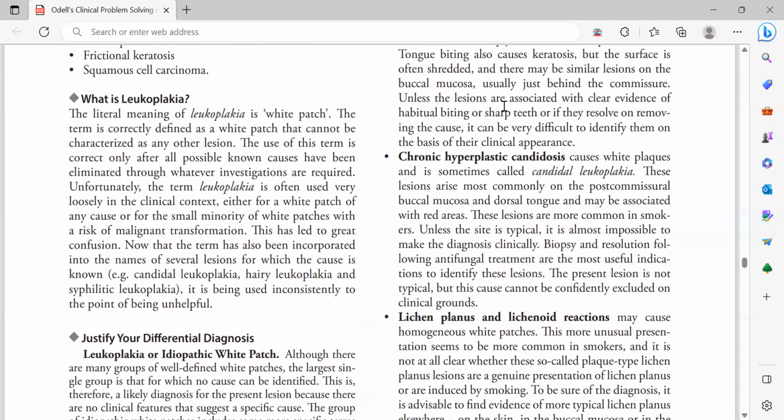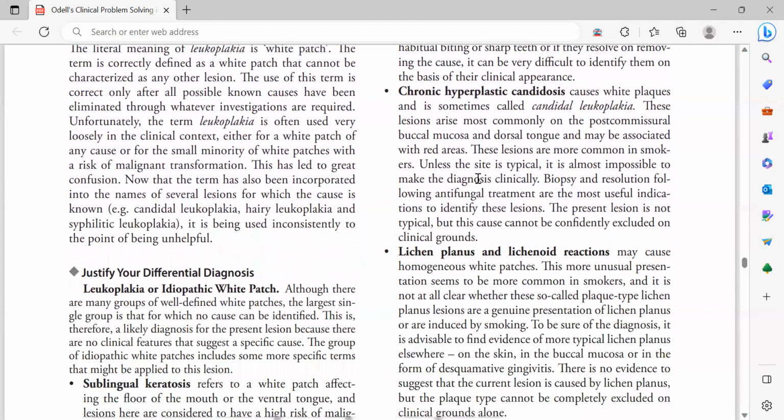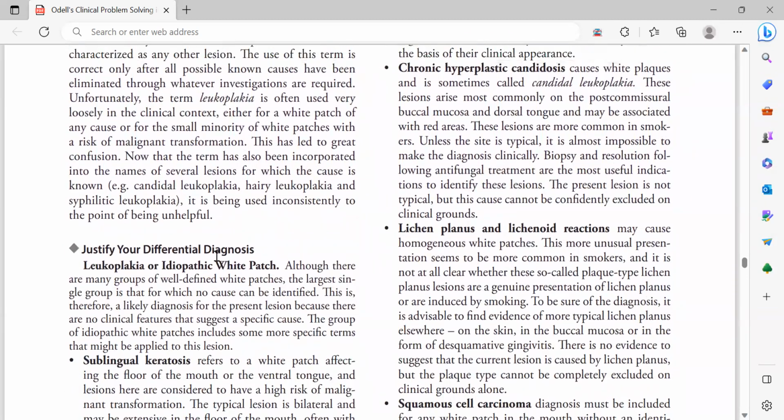So we cannot just specify it, right, as a frictional keratosis. Here they are just trying to prove that this is leukoplakic or this is of idiopathic origin.